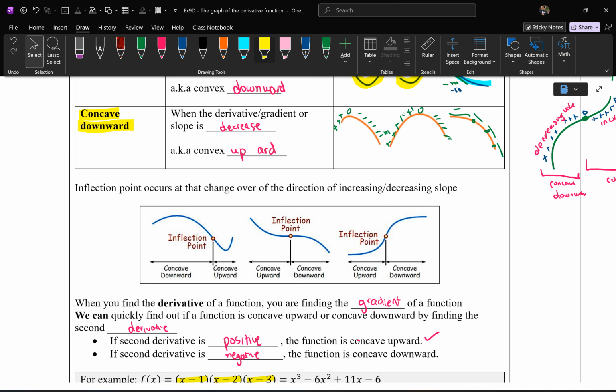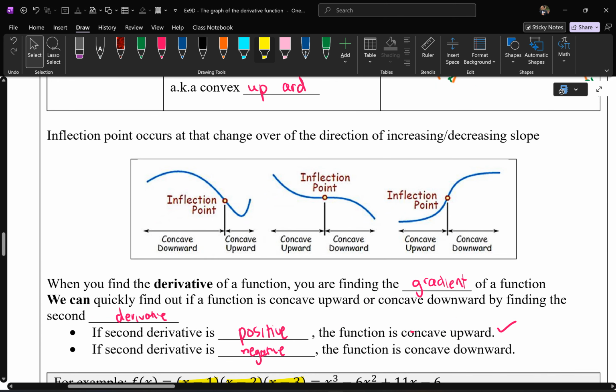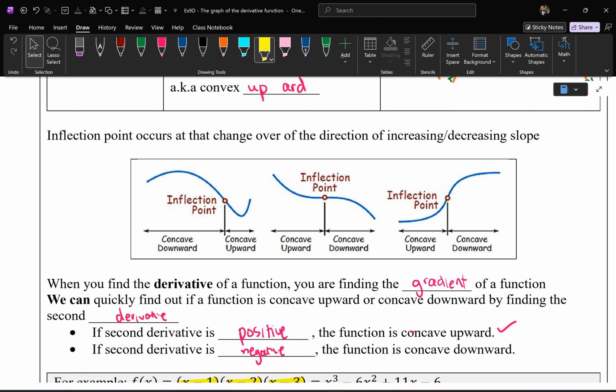So here's your description, fill it in. When you find the derivative of a function, you are finding the gradient. And to quickly figure out if it's concave upwards or concave downwards, you can do the second derivative. It just means derive it twice. Okay? If you derive it twice and it is a positive answer, then we say it is concave upwards, because it's saying that the gradient is increasing. If you do the second derivative and it is negative, then the function is concave downwards, because the gradient is decreasing. Okay?